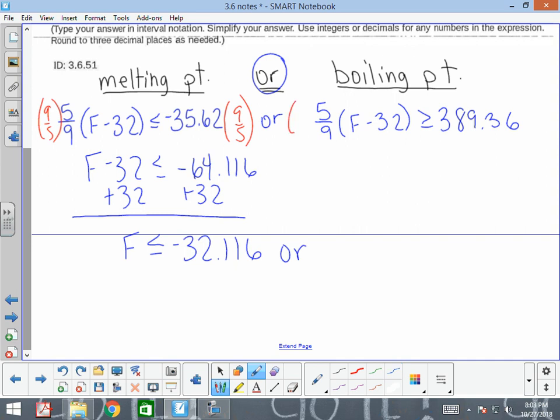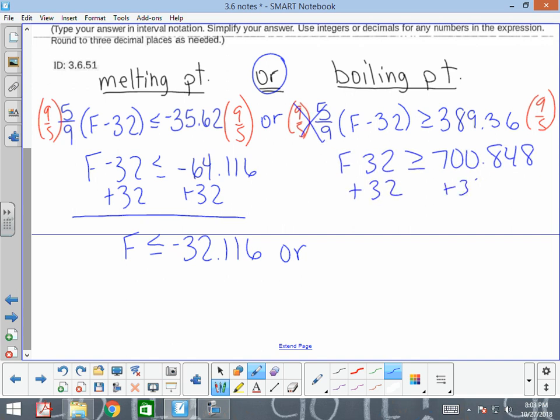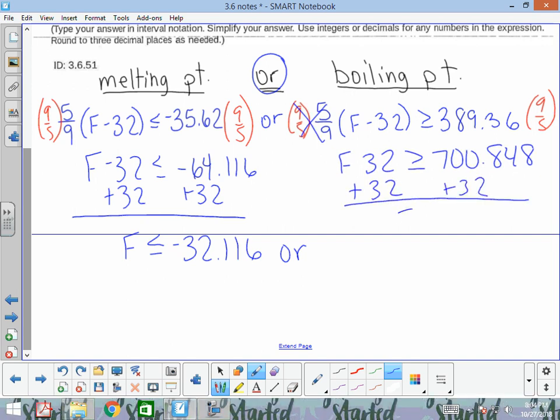Or, over here, do the same thing. We're going to multiply by the reciprocal first. Use your handy dandy calculator to do that other side. So this is F minus 32 is greater than or equal to 700.848. Add 32, and F is greater than or equal to 732.848.